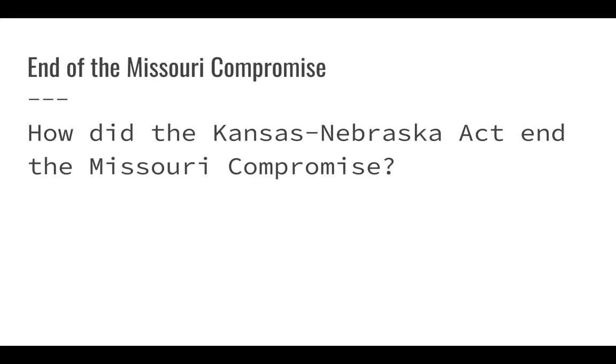So the question then is how did the Kansas and Nebraska Act end the Missouri Compromise? Well, the Missouri Compromise stated that all territory would be free, not that all territory would be available for popular sovereignty or for the people to choose. So this is the idea. Popular sovereignty is the idea that ends the Missouri Compromise through the Kansas and Nebraska Act.